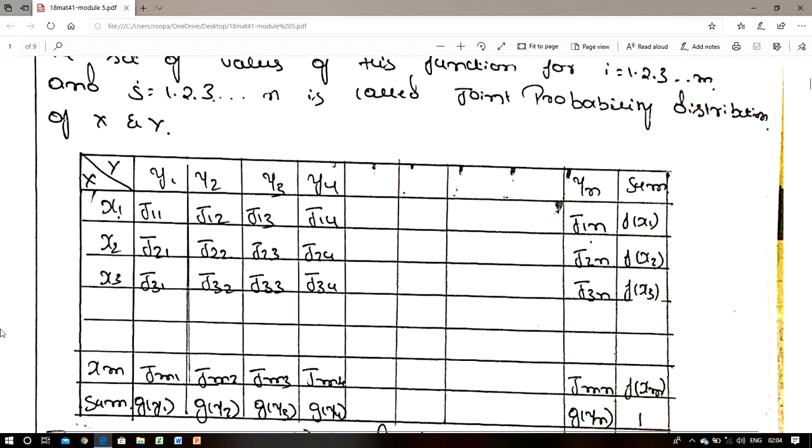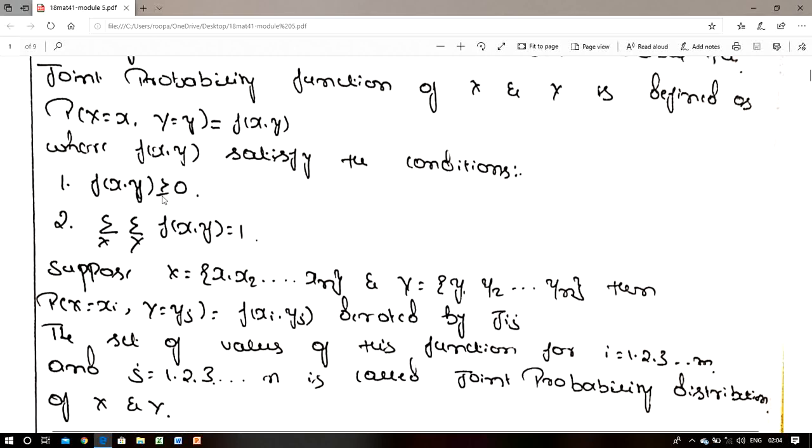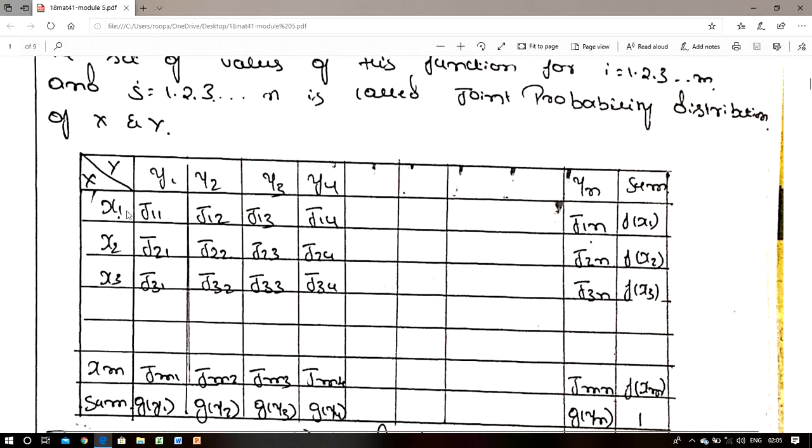See the table for this experiment. The vertical line is the x value, and the horizontal line is the y value. So x1 y1 is represented by J11, meaning f of x1 comma y1, and x1 y2 is represented by J12. First we write like this: y1, y2, y3, y4 up to yn across, and x1, x2, x3, x4, x5 up to xm row-wise.